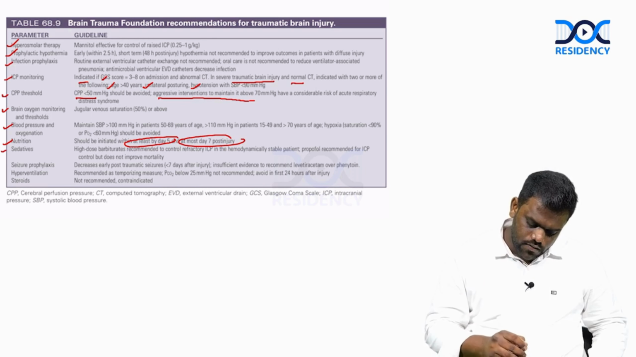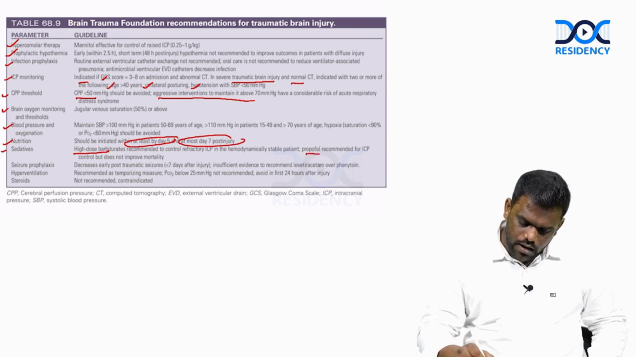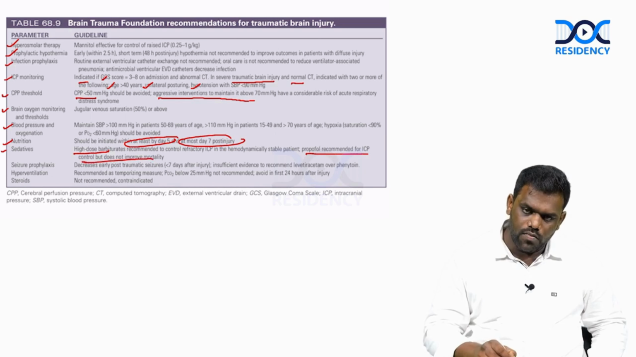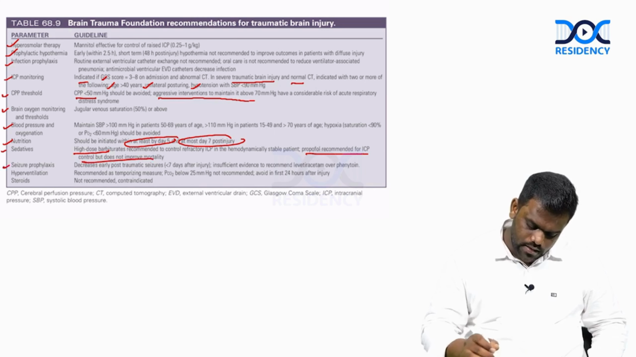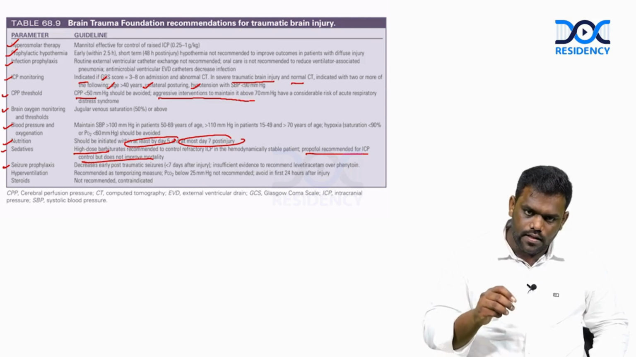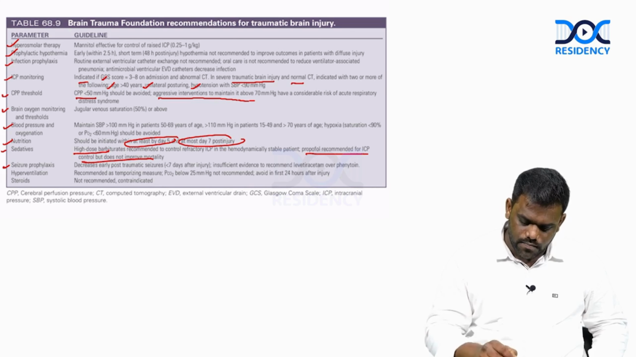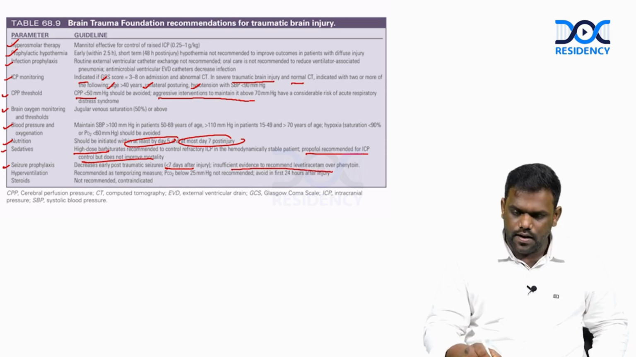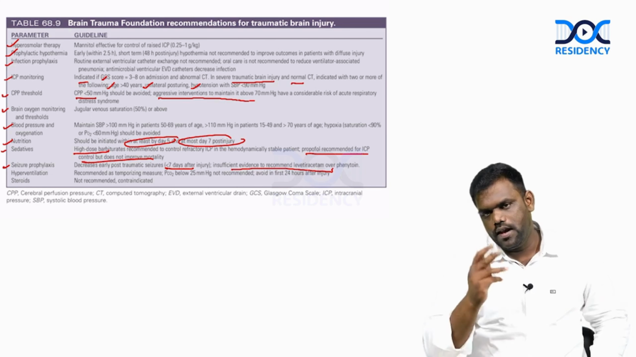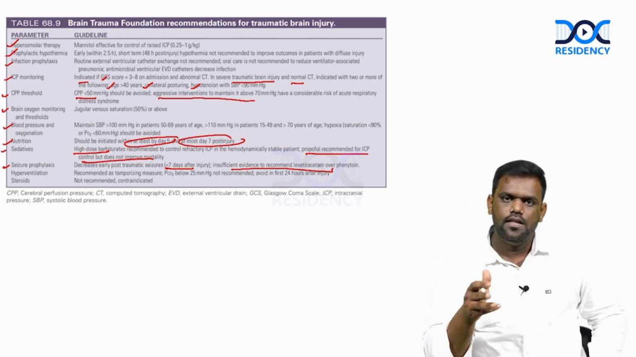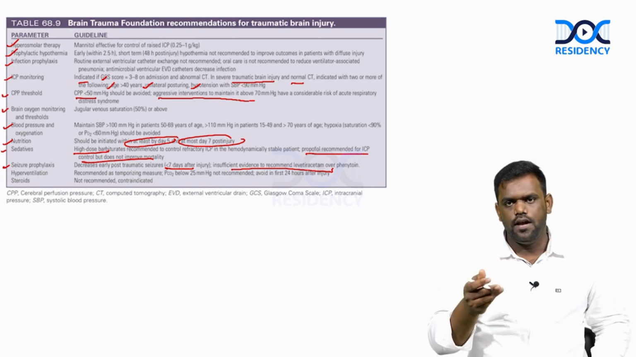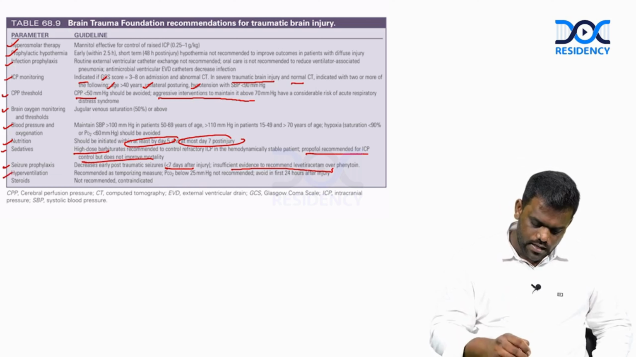Regarding sedation, high dose barbiturates are recommended. Propofol is recommended for ICP control, but it does not improve mortality. Seizure prophylaxis is recommended to decrease early onset, early post traumatic seizures, which occur less than 7 days after the injury, but there is insufficient evidence to recommend levetiracetam over phenytoin. So, we can give phenytoin also as an initial drug. Giving levetiracetam as superior to phenytoin is not evident. Hyperventilation is used as a temporizing measure, and steroids are contraindicated.